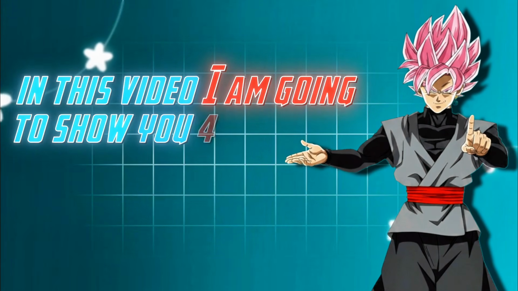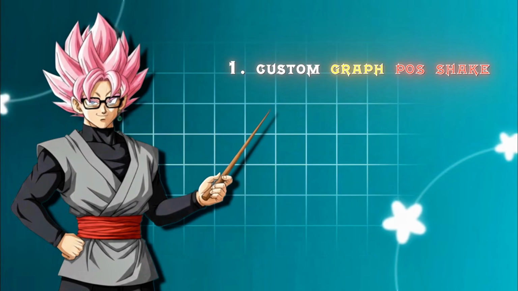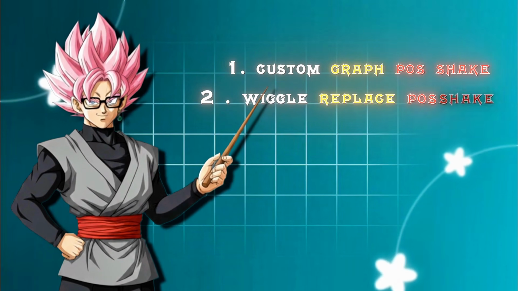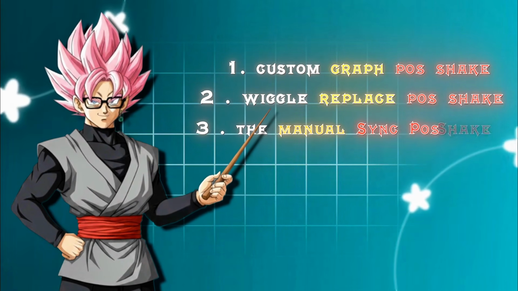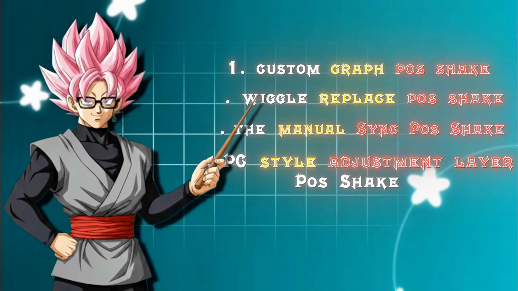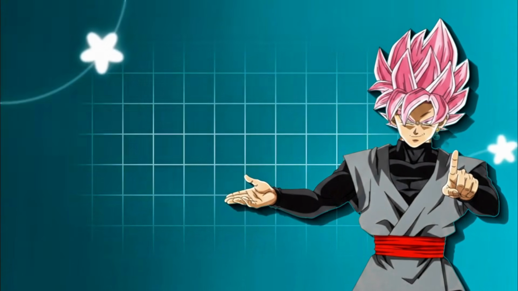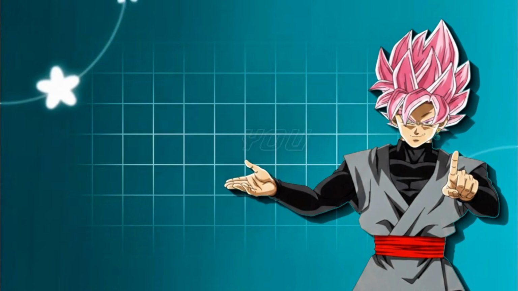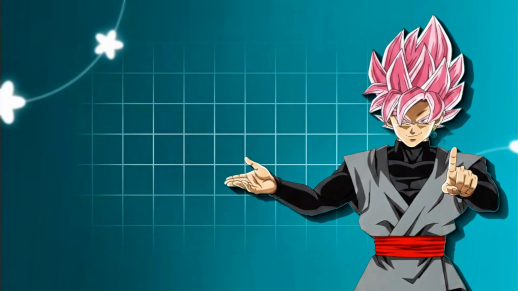In this video, I'm going to show you 4 different methods. 1. The custom graph pause shake. 2. The wiggle replace pause shake. 3. The manual sync pause shake. 4. The PC style adjustment layer pose shake. You can decide for yourself which one works best for your editing style. So without wasting any more time, let's get started.